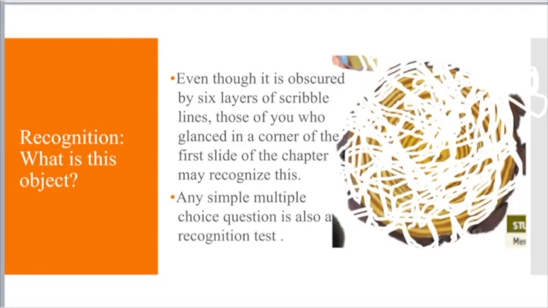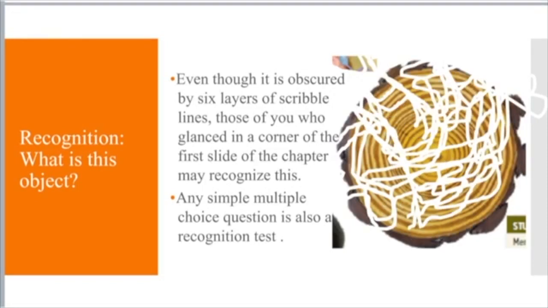I want you to think about, what is this object? Can you tell? What is the object? Even though it's obscured by 6 layers of scribbles, some of you glanced on the first slide of this lecture. You may recognize what this is, right? Now, if I gave you a multiple choice potential, you would be far more likely to be able to say that object is blank than if I'm asking you to recall it, right? Let's see real quick. Now, can you tell what it is? How about now?